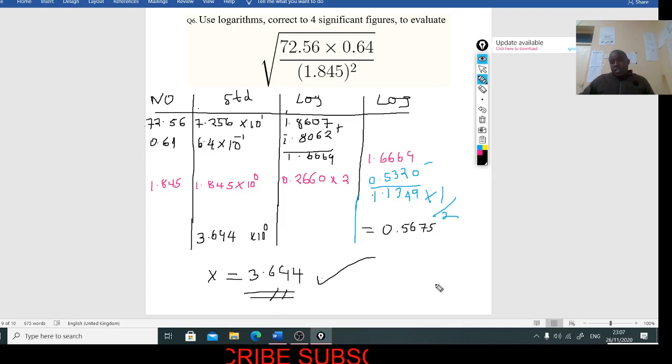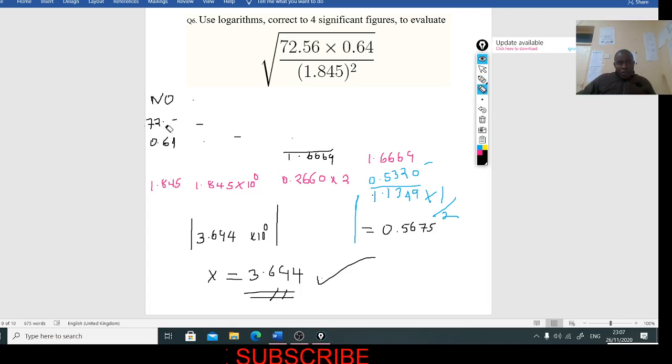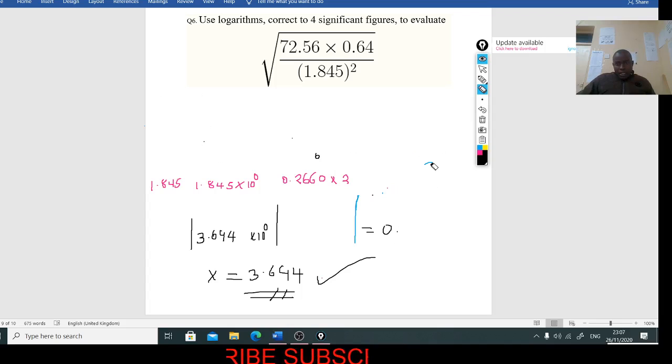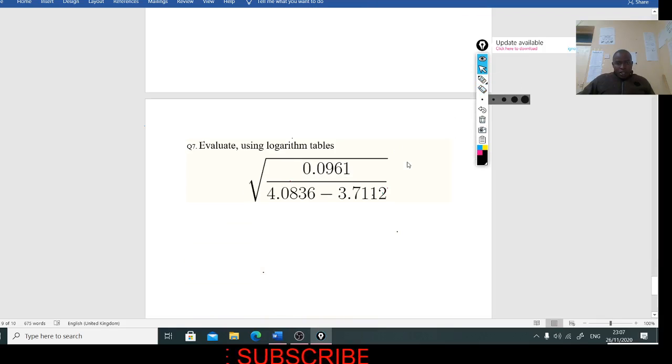So that is how we apply logarithms. Now, as a matter of practice, for your better understanding and for your benefit, and at least to have some challenge, I leave you with this question.